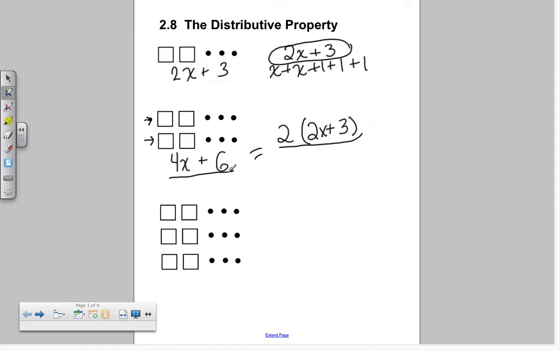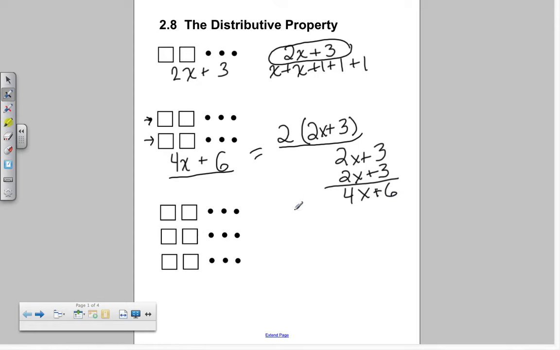Well, does anyone see a way that we can connect these? You could do, I have 2x plus 3, and I have 2x plus 3. And if I put my 2x's together, I have 4x. If I put my 3's together, I have 6. Let's go back. 3 times 3 is 9, but 3 plus 3 is 6. So I have 4x plus 6, which is what I got over here, right?